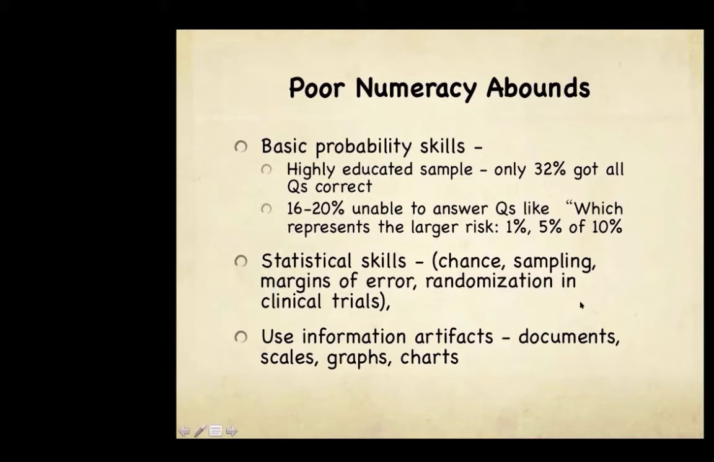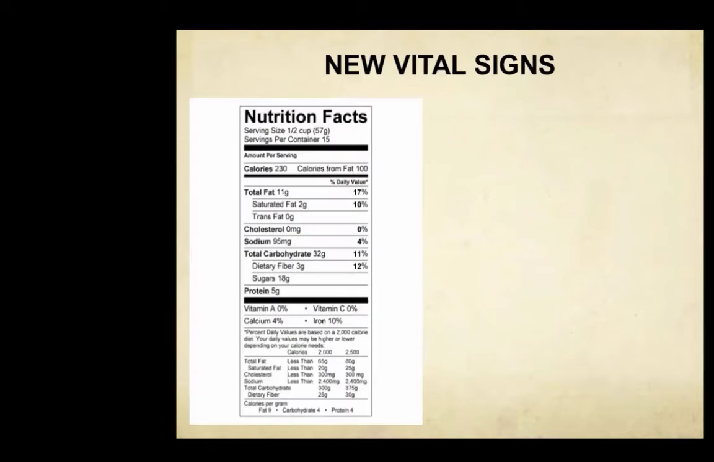So simple things like, and why I like these studies is that these were highly educated people. Only 32% of people got the question right when we gave them the answer. When we said which represents the larger risk, 1%, 5%, or 10%, the vast majority of highly educated people couldn't figure out which was the larger number. And I'll give you another example.